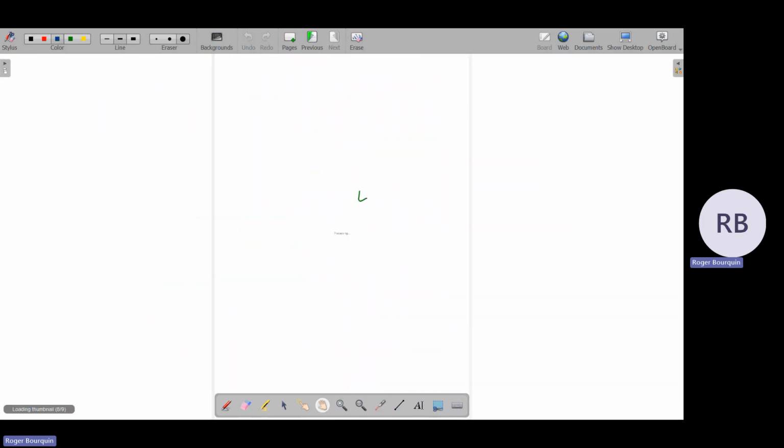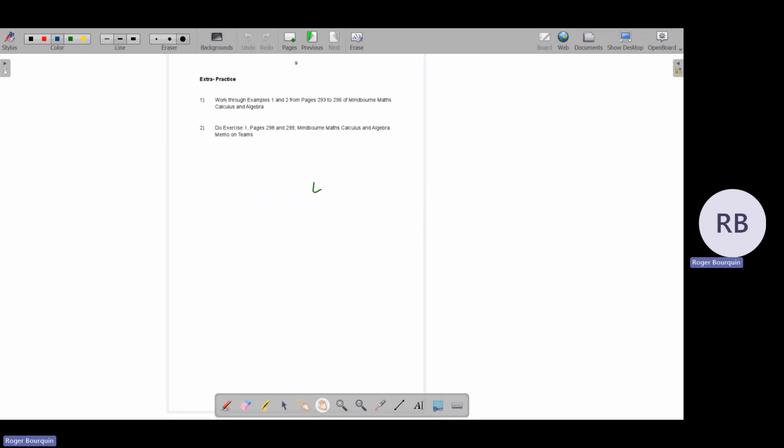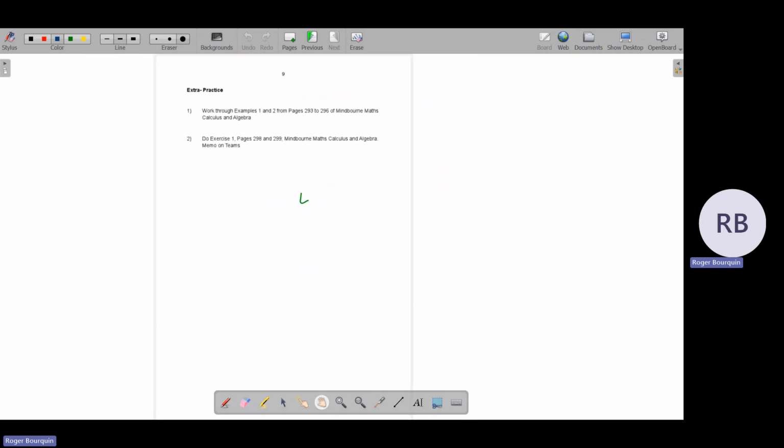If you want some extra practice, there are some worked examples from page 293 to 296 of Mind-Born Maths. There's also that exercise in your textbook, and the memo has been put up on Teams. And that is it for Newton's method.